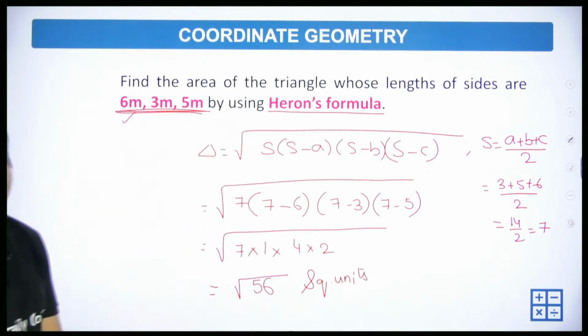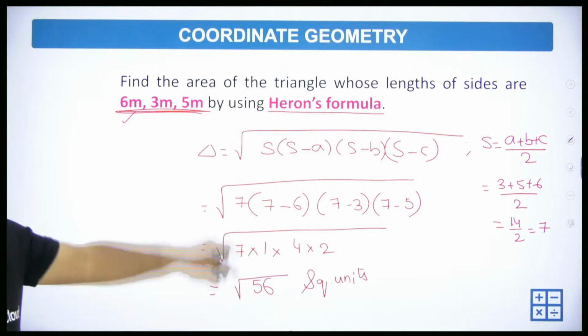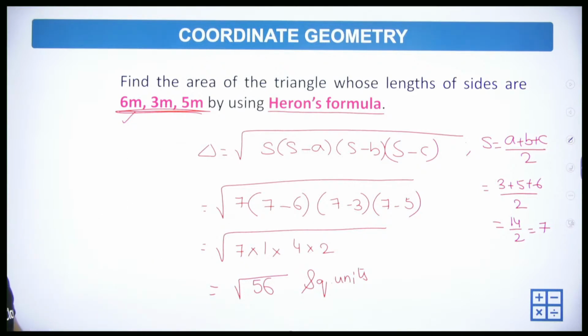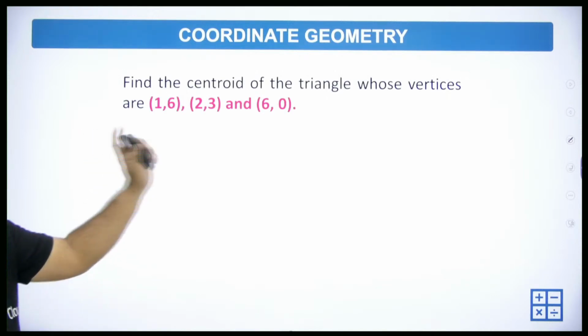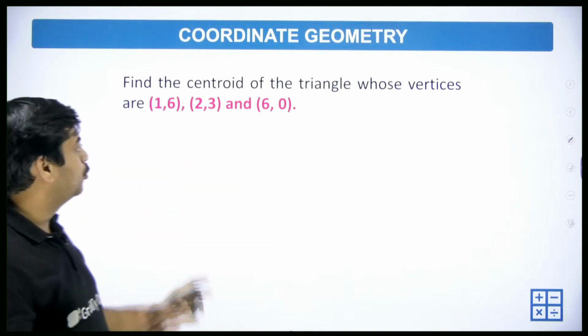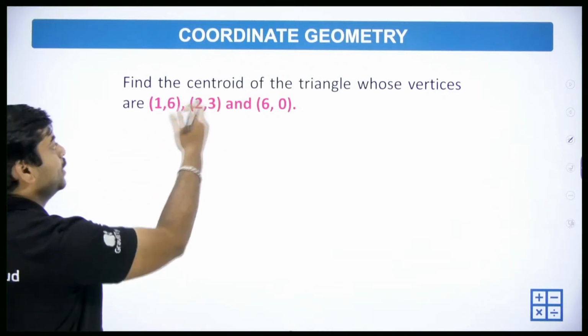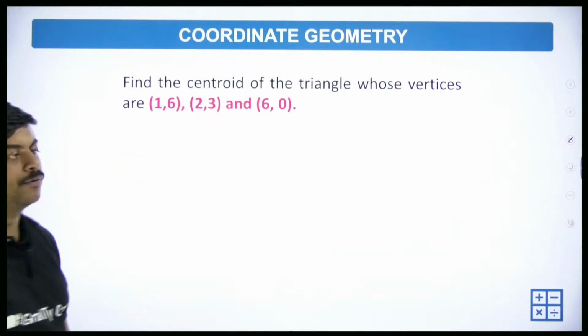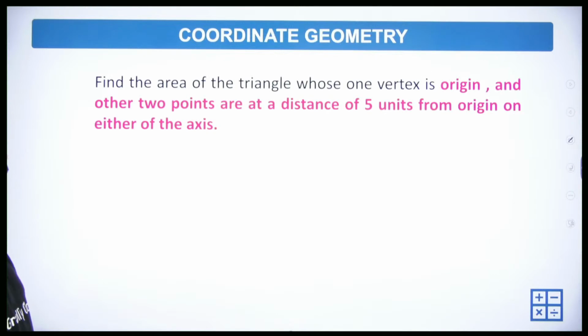So Heron's formula is very, very important when you're trying to find the area of the triangle. Clear? So we have one or two more questions that you can try. Find the centroid of the triangle whose vertices are... Okay, I'm not going to do that. It is (X1 plus X2 plus X3) by 3, (Y1 plus Y2 plus Y3) by 3. Straightforward question. Okay. And we have one more question.